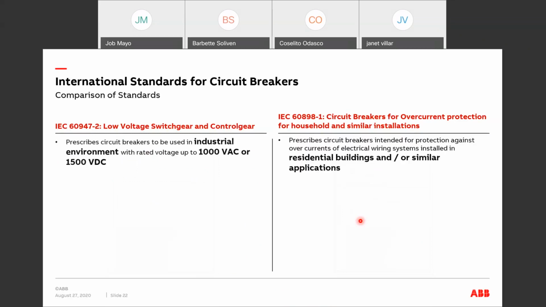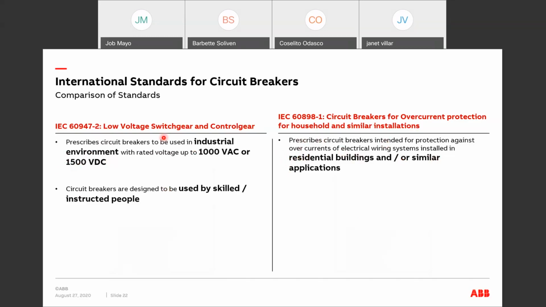The first one, 947-2, is applied in industrial environments with rated voltage up to 1000 volts AC, up to 1500 volts DC. On the other hand, 60898-1 is ideally used for residential buildings and similar applications.